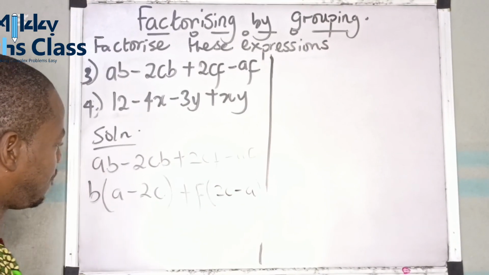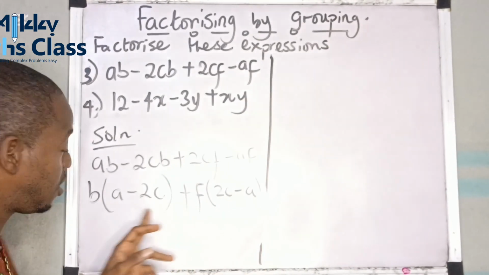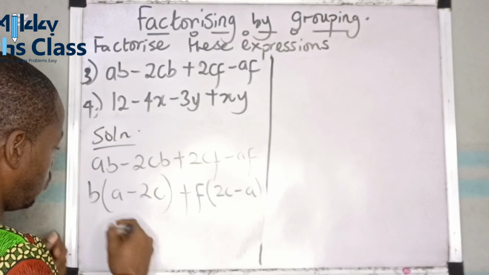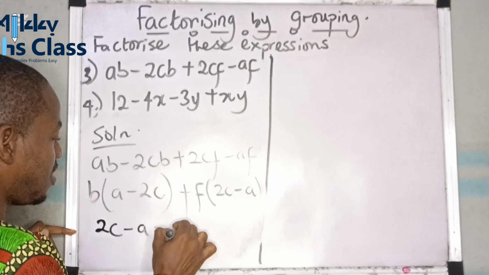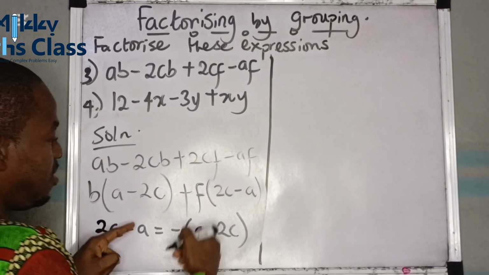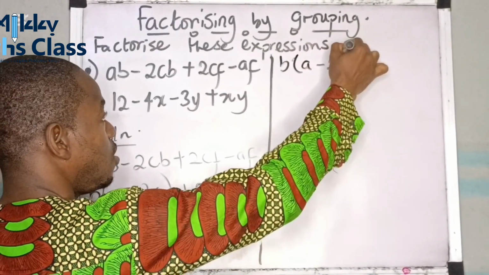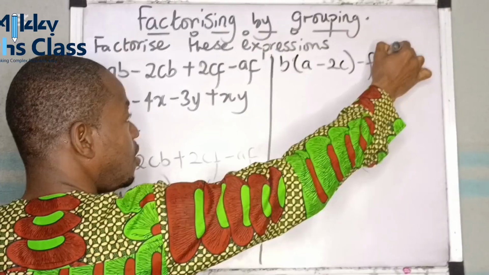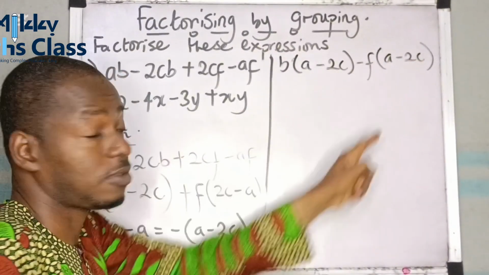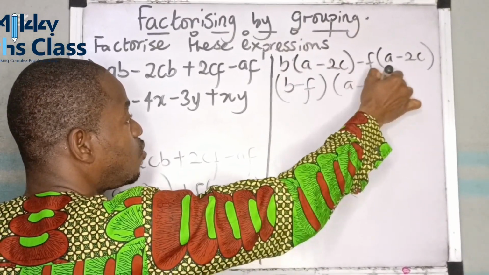Now, the first thing we need to do, we need to make this 2C minus A be like A minus 2C, because right now they are two different things. So 2C minus A is the same thing as negative (A minus 2C). So replace this by this. So this becomes B into bracket A minus 2C minus F into bracket A minus 2C. So we are pretty much done. A minus 2C, A minus 2C. So this becomes B minus F into bracket A minus 2C.